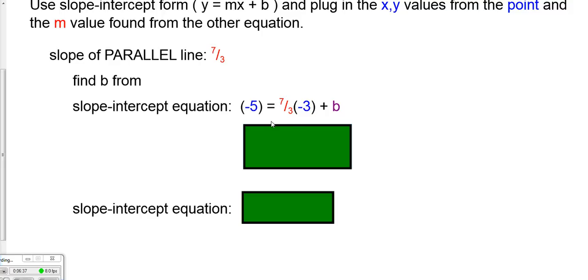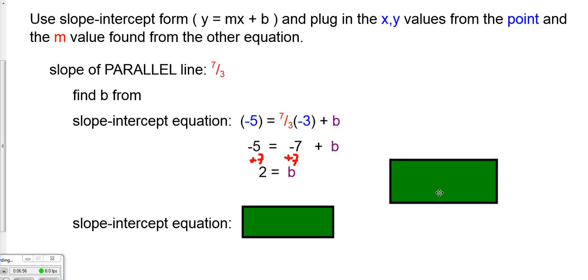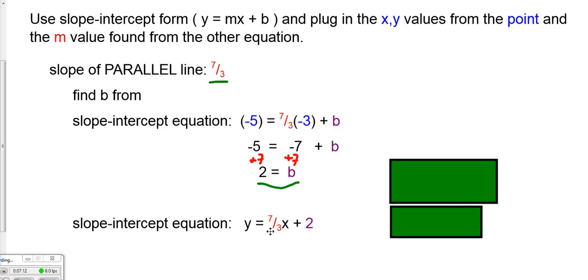So 7/3 times -3, suppose I can just move it down like this, will become -7. To get rid of that -7, you can either think of it as subtract -7 or just add 7 to both sides. Add 7, which means that 2 equals our b. At this point, we know 2 equals b, and our slope is 7/3. So we have m and we have b. We have a full equation. The slope-intercept form is going to be y equals 7/3 x plus 2.